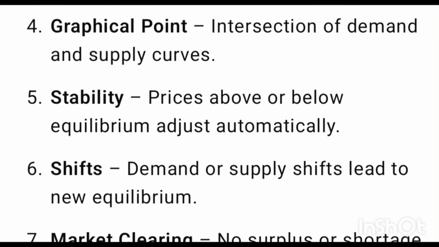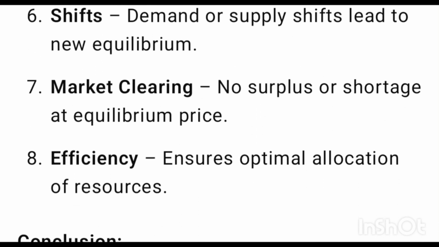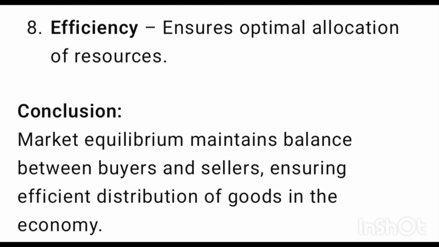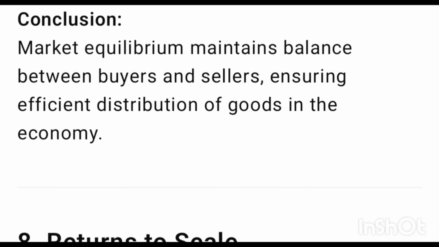5. Stability, prices above or below equilibrium adjust automatically. 6. Shifts, demand or supply shifts lead to new equilibrium. 7. Market clearing, no surplus or shortage at equilibrium price. 8. Efficiency ensures optimal allocation of resources. Conclusion. Market equilibrium maintains balance between buyers and sellers, ensuring efficient distribution of goods in the economy.